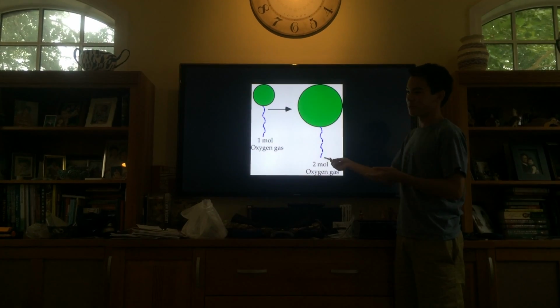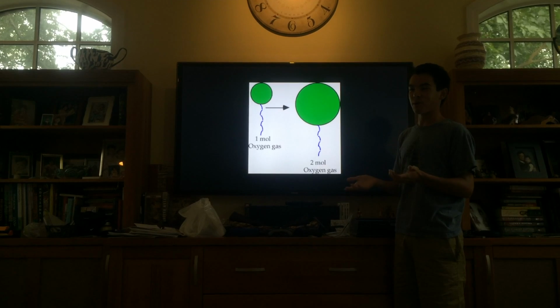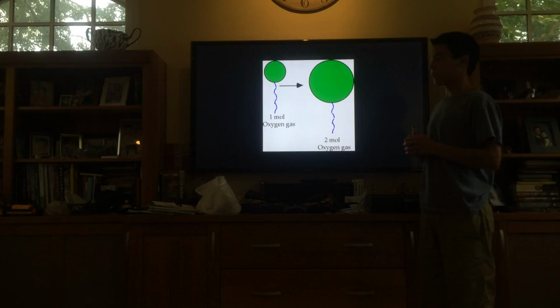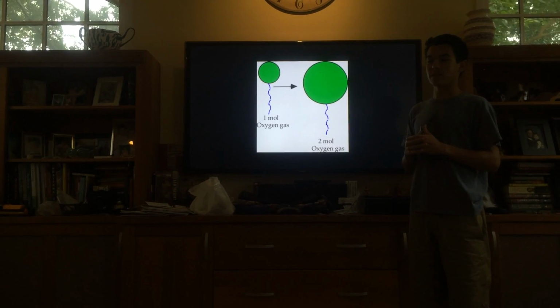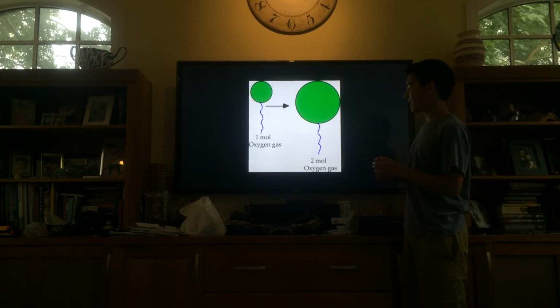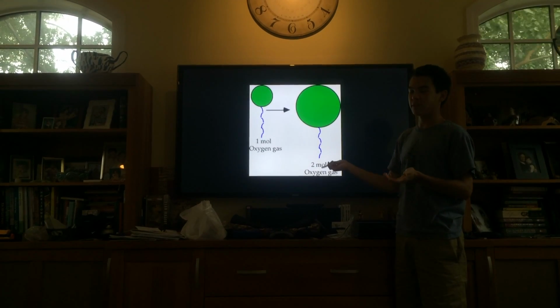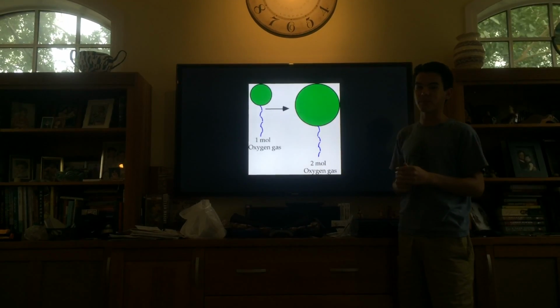If you double the number of moles, the volume will also double, because since there are more particles, it takes up more space. We're assuming that pressure and temperature are always constant. And the gas that you use is irrelevant, since 1 mole of oxygen and 1 mole of helium will be the same amount of particles.